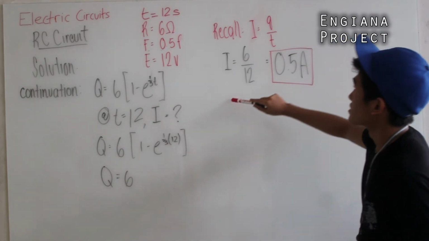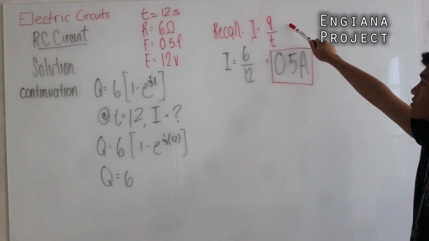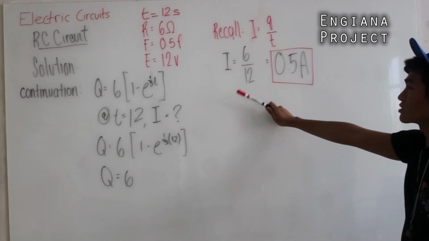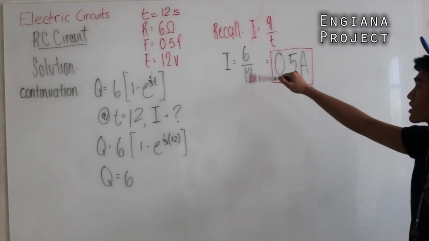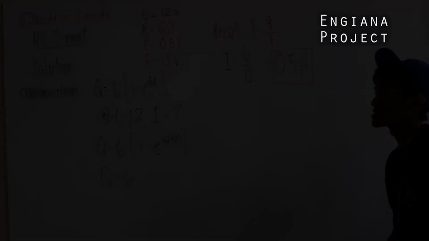And then with this formula, I is equal to Q over T, you just simply substitute the Q that you got, which is 6, over the time, which is 12, and you get the current, which is 0.5 amperes.